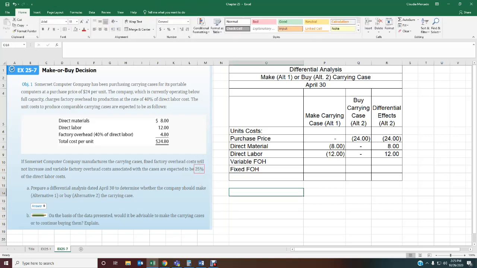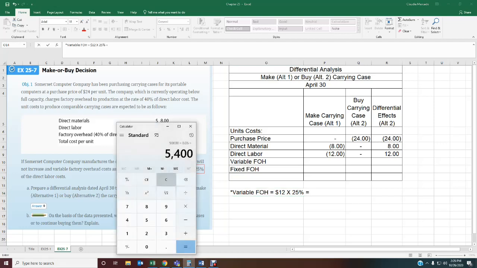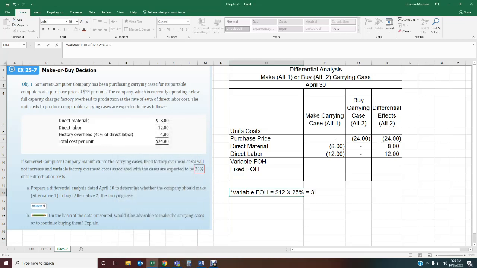So your variable factory overhead is going to be equal to, it says 25% of your direct labor cost. Well, how much is my direct labor cost? It's $12. And it's 25% of that, so we multiply it. So it'll be $12 of your direct labor times 25%. That gives me $3. So your variable factory overhead is $3.